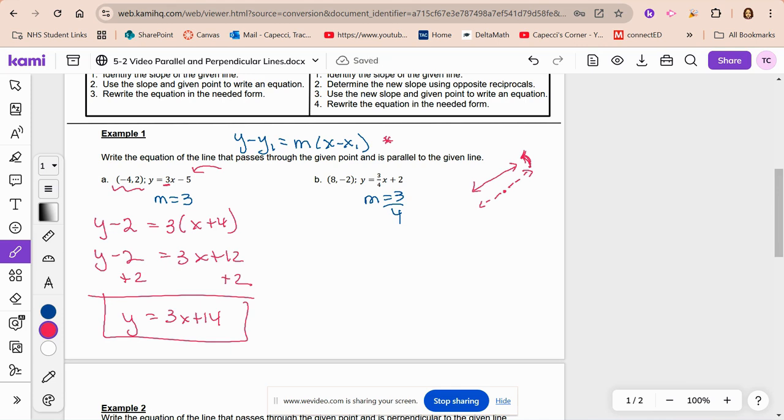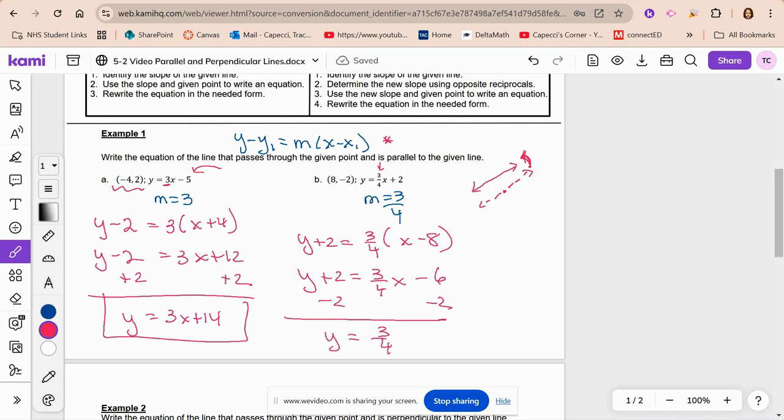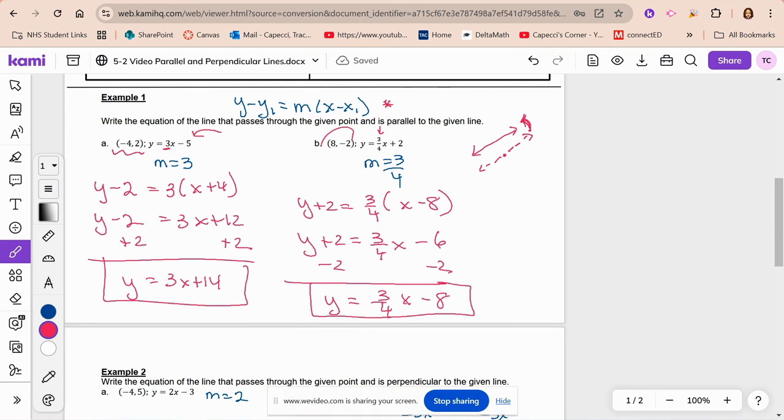Okay, let's look at one that involves the slope being a fraction. Same idea. So I have y plus 2, and then my original slope is 3/4. So my slope is going to be the same for a parallel line. And then I have x minus 8. So this gives me y plus 2 is equal to 3/4 x minus 3 times 8 is 24 divided by 4 gives me 6. I'm going to subtract 2 from either side, and I end up with y is equal to 3/4 x minus 8. That's my equation that goes through the point that they gave me here and is parallel to the given line.